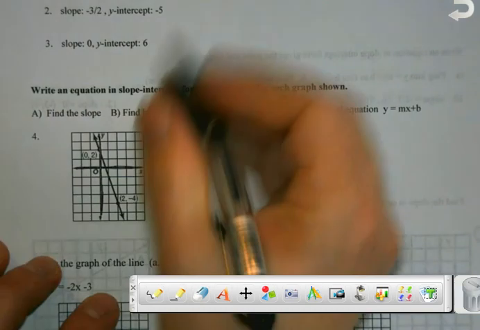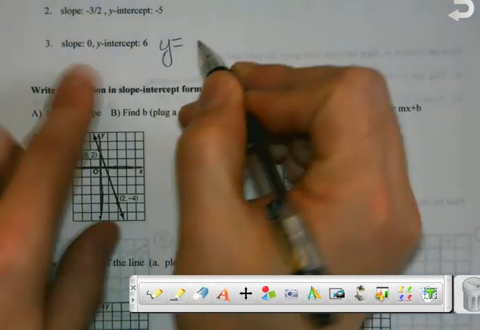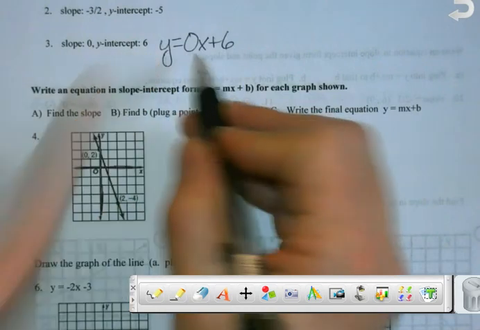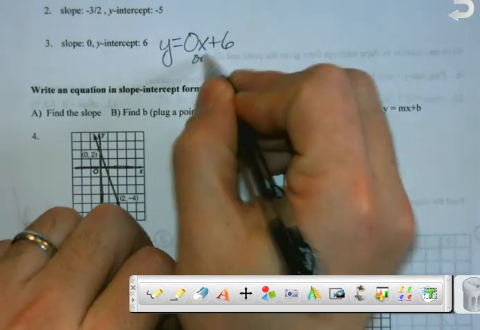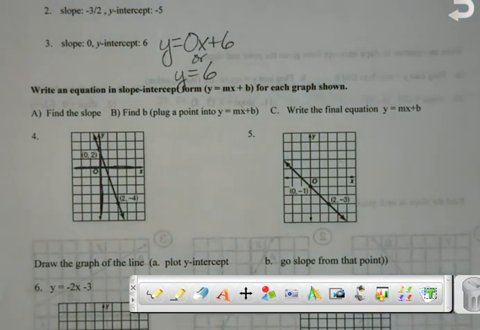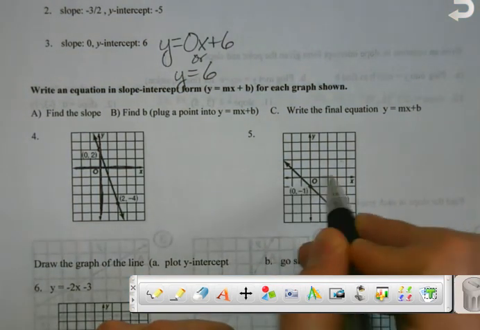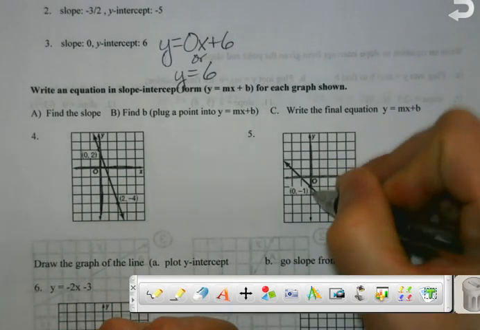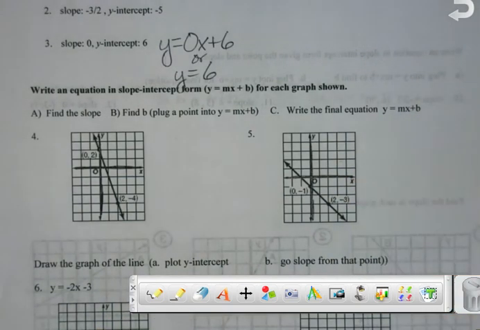On number 3, I could do y equals mx plus b, but 0x means I really don't have any. So I could absolutely just write y equals 6, and that'd probably be the better way to go anyway for that one. So when I get down then to 4 and 5, again, I'm trying to give you some assistance even up above in what you need to do.